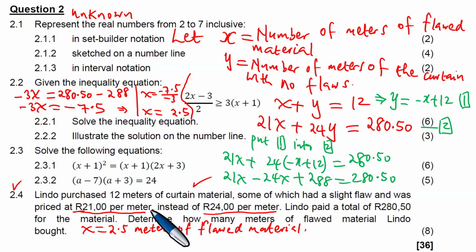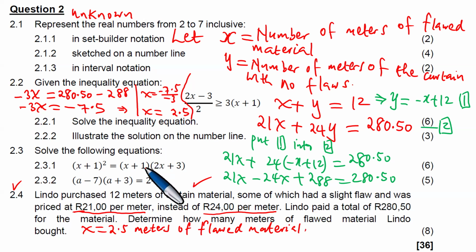We need to check if this answer is correct. Sometimes after doing a long calculation like this, there's always the chance of human error. You can make mistakes there. So we need to check this. We need to get Y also.